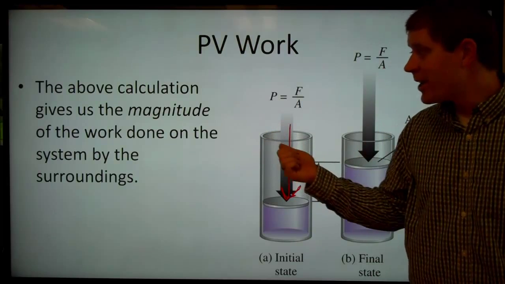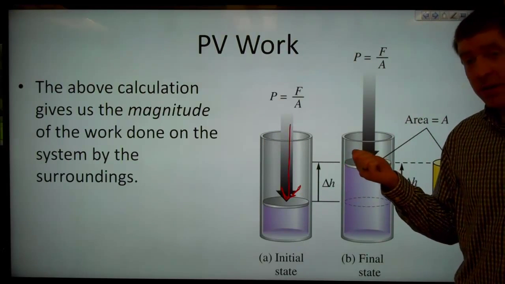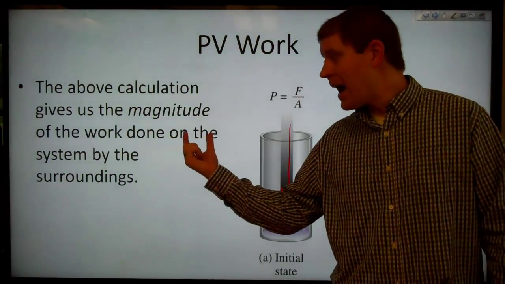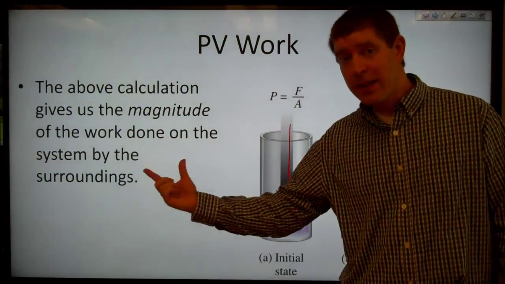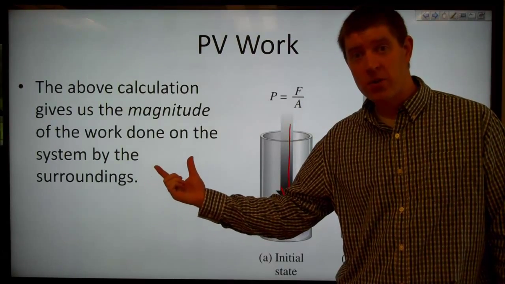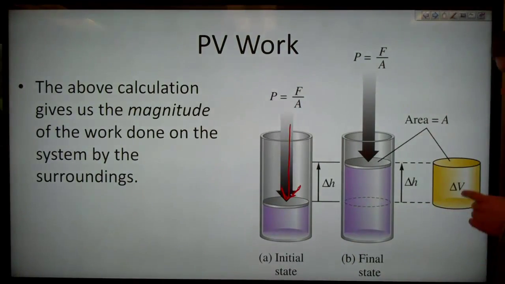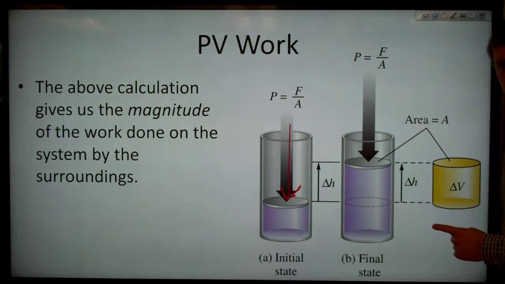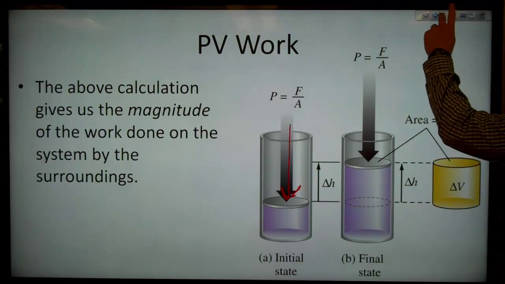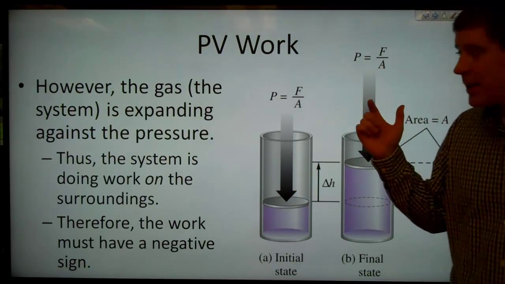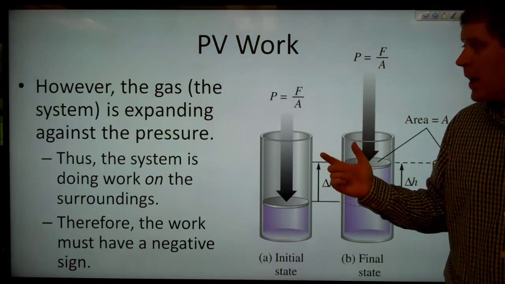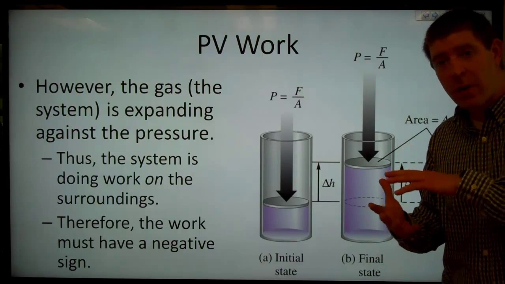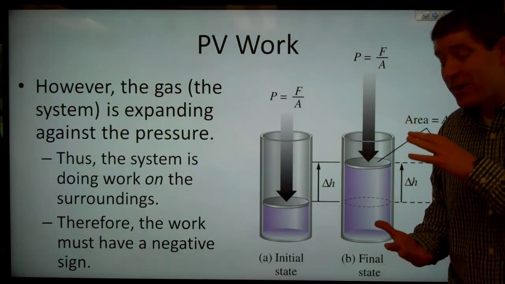So this above calculation gives us the magnitude of the work done on the system by the surroundings. But remember, this is the work done on the system by the surroundings. That's the way that we as chemists are defining work. But is the system gaining or losing energy? If the system is expanding, the system is losing energy. The gas is expanding against the pressure, which means it loses some capacity to expand further. So it has to be losing energy.